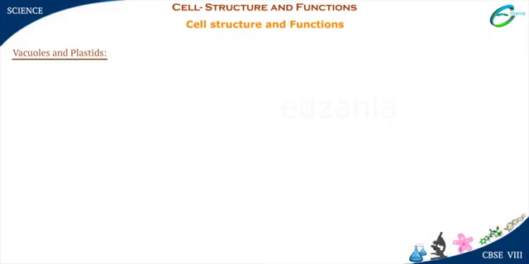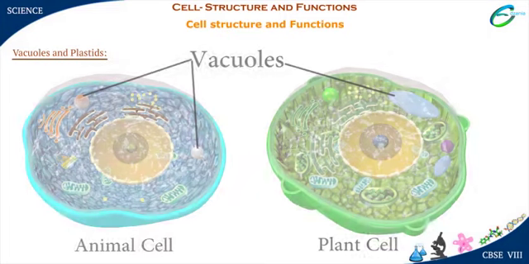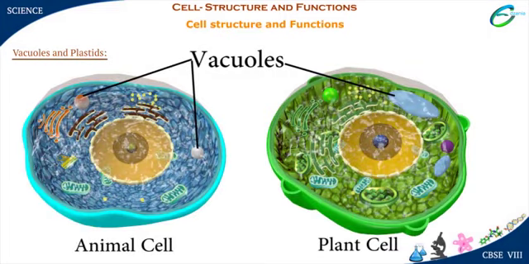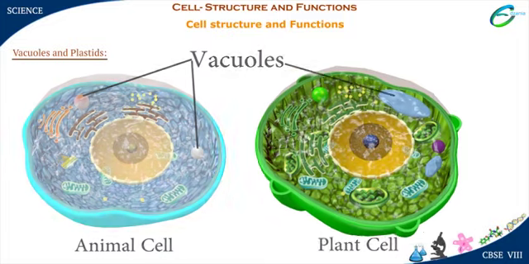Vacuoles and plastids. Vacuoles are bubble-like blank structures found in the cell. They are the storage organs. They store food, nutrients, and even waste matter. Plants generally have a single big vacuole. Animals generally have smaller vacuoles.